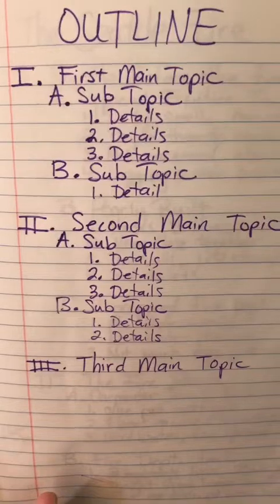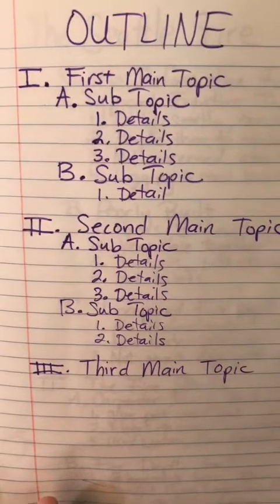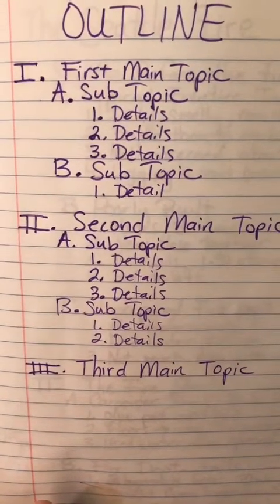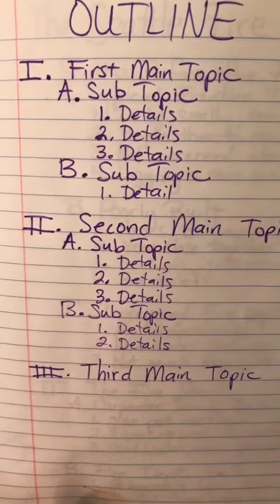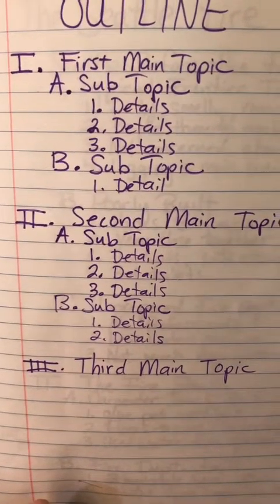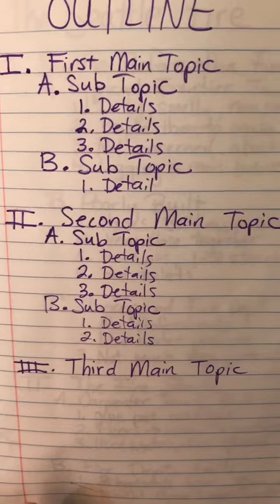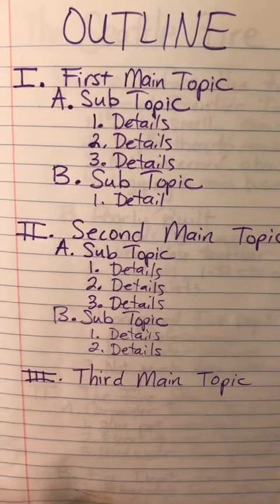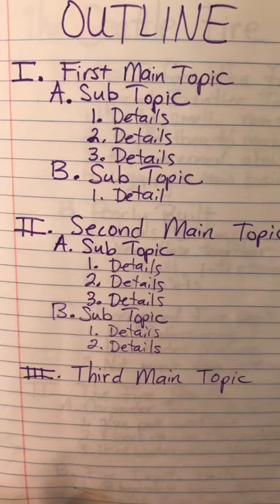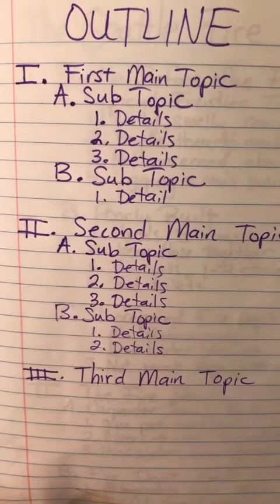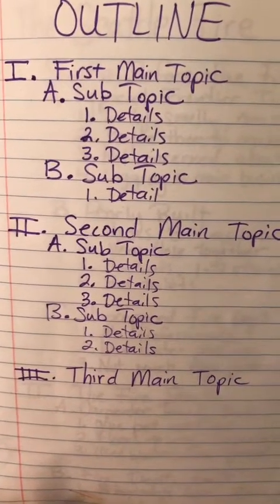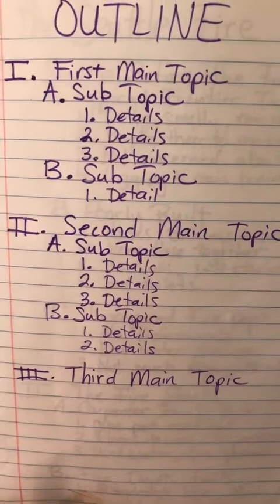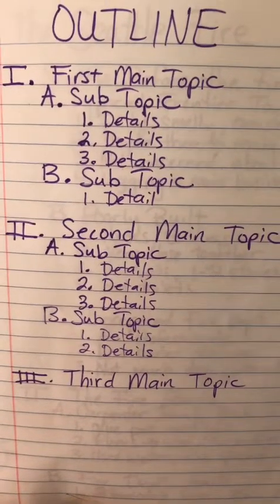You might remember these notes from class. This is how you make notes in an outline form. You're going to have a bigger topic that you're researching, and then on this page I have 3 main topics that I found as I was reading. The first main topic you're going to put with a Roman numeral 1, and then under that you'll have a subtopic with details, and then another subtopic with details.